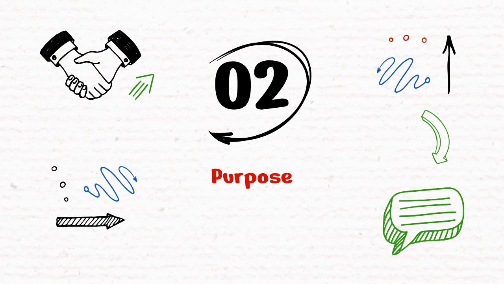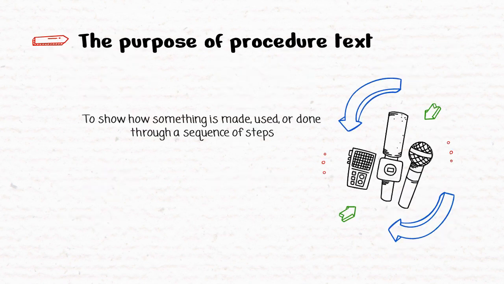Next, we will discuss the purpose of procedure text. Imagine if you want to do or make something, but you don't know what you should do first. What will happen? Your work will fail, and what you want will not come true. So, this is the purpose of procedure text. The procedure text is written to show how something is made, used, or done through a sequence of steps.